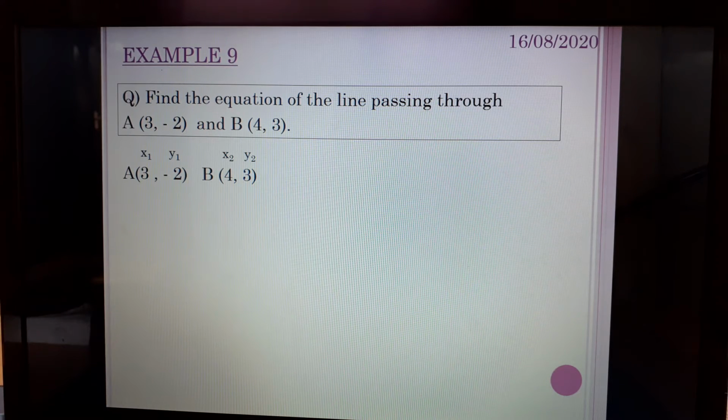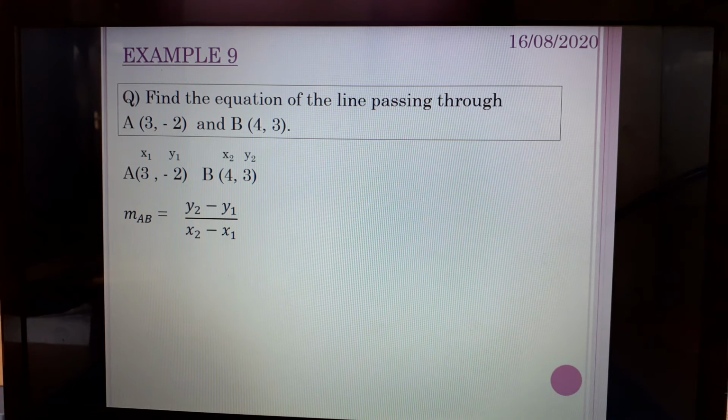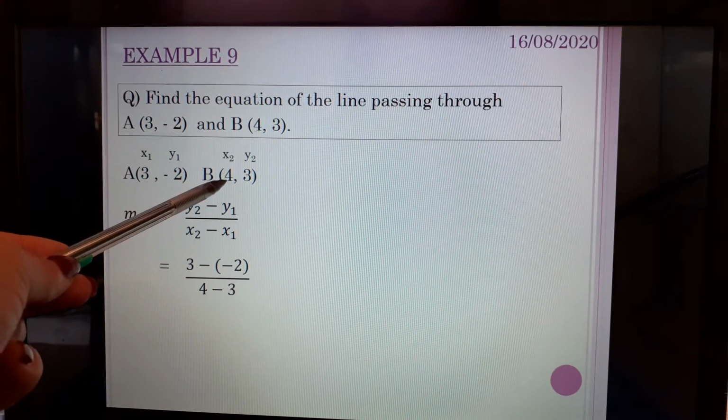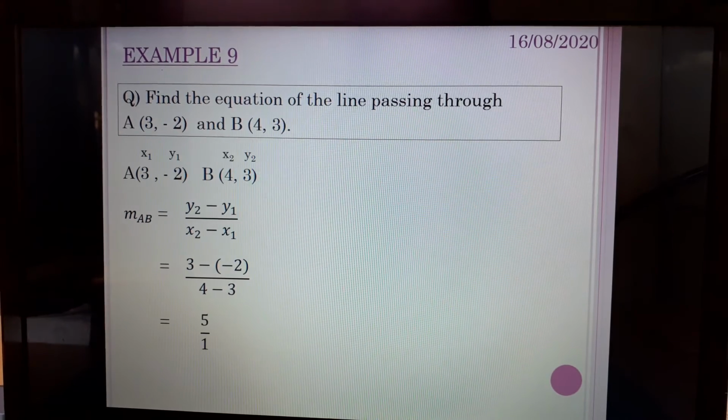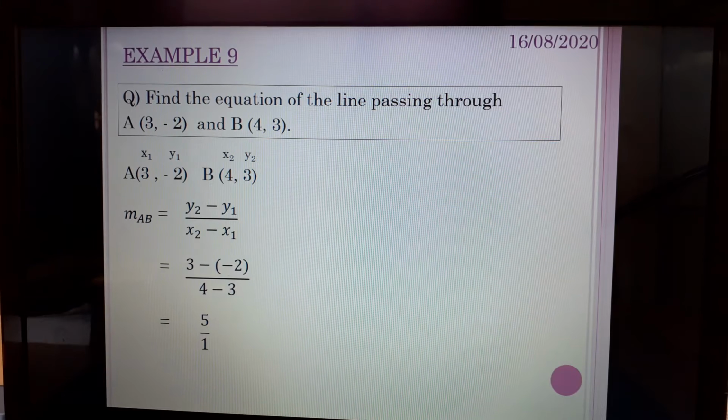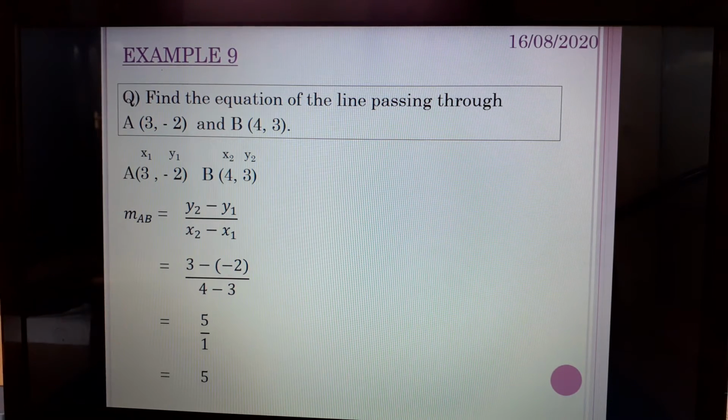Okay, so I've written the 2 coordinates down, labelled them appropriately, and I'm going to use the gradient formula: y2 minus y1 over x2 minus x1. Okay, so we substitute the numbers in. What's your double negative there? So 3 minus minus 2 over 4 minus 3. Okay, so the 3 plus 2 is 5, 4 minus 3 is 1. Don't leave your answer as 5 over 1. If you ever have a fraction that can be simplified, you must simplify it or you will lose marks. So obviously that is just the whole number 5.